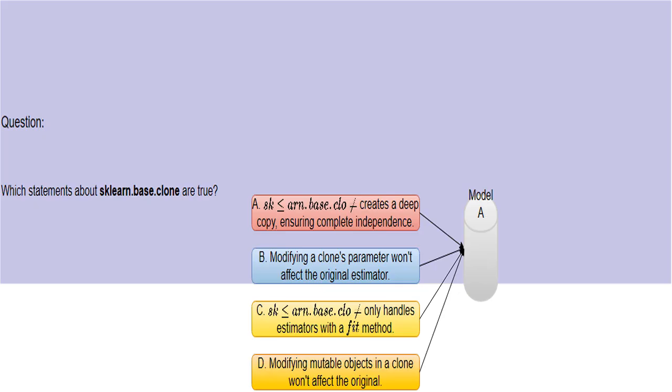This question is asking you to identify correct statements about the sklearn.base.clone function in scikit-learn, a popular Python library for machine learning. It focuses on how sklearn.base.clone handles creating copies of machine learning models. Understanding this is crucial for building reliable and independent model variations.